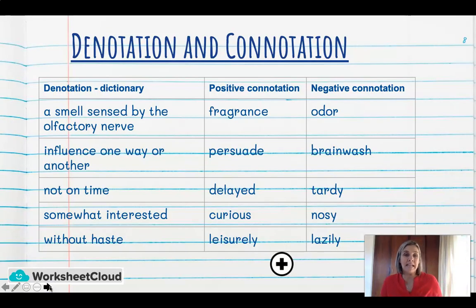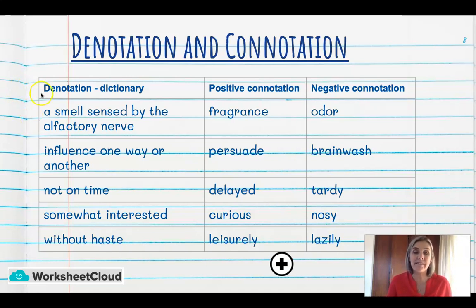Great. So let's take a look. The first one, the dictionary meaning: a smell sensed by the olfactory nerve, which are the nerves in your nose. That's just the dictionary definition of a word like fragrance or odor or smell. But the positive is fragrance, as in perfume or a bouquet of flowers. And the negative would be an odor, almost like those stinky feet as they come out of those socks.